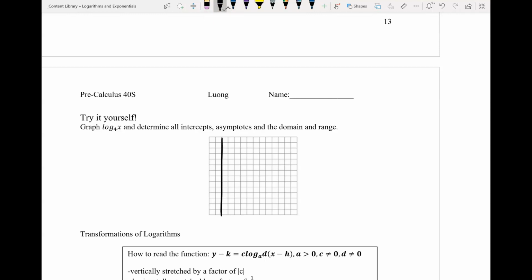Okay, so I'm going to start off again by drawing the xy plane. And I'm going to do a table of values on the side here. So if I put in x equals 1, that's log base 4 of 1, and 4 to the power of 0 gives us 1. So the point at 1, 0. And then the next one I'm going to try to use is x equals 4. Log base 4 of 4 is 1 because 4 to the power of 1 is 4. So those are my 2 points I'm going to draw. I'm also going to draw my vertical asymptote at x equals 0.